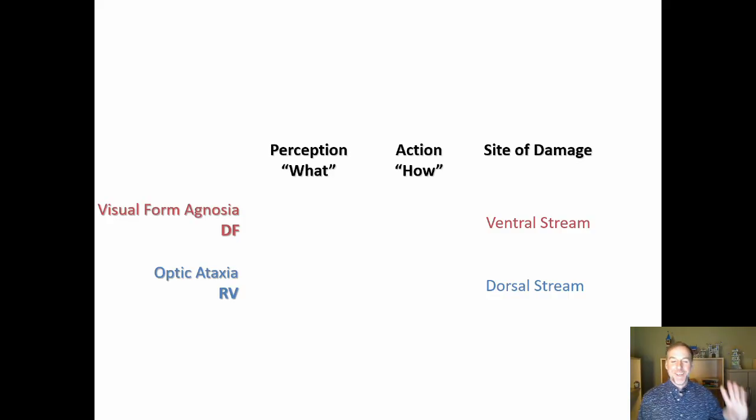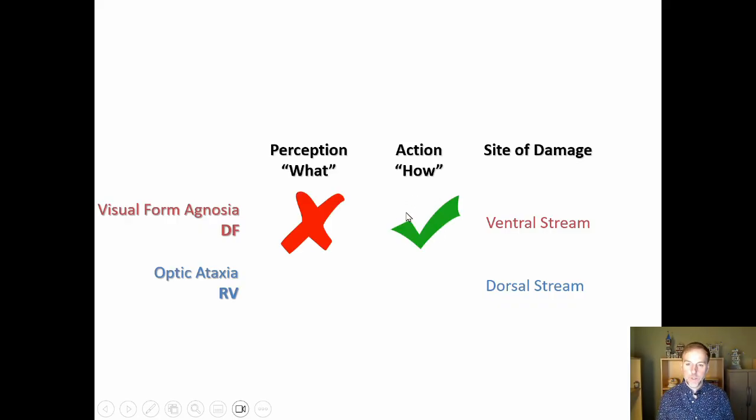So this dissociation in DF and RV, we call it a double dissociation because what one lacks, the other has intact. So DF, visual form agnosia, intact dorsal stream, so she'll be good at visual motor control or these how tasks. And if she's good at this, she's got to be bad at perception, these what tasks. RV, who has optic ataxia, her ventral stream is intact, so perceptual estimates will be good, and conversely, visual motor control or these how tasks will be bad.